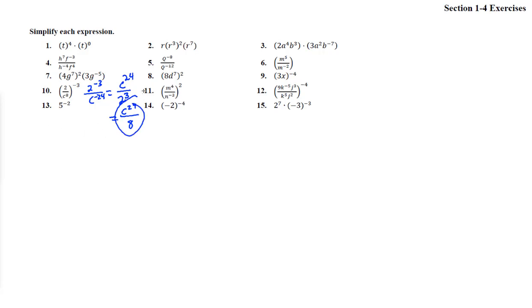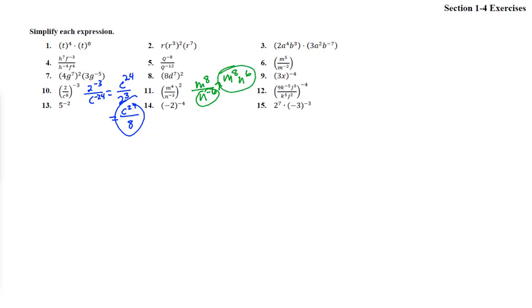Number 11. m to the 4th squared is m to the 8th power. n to the negative 3 to the 2nd power is n to the negative 6. That's multiplication, exponent to exponent. And then this guy moves up to the top. So we get m to the 8th, n to the 6th, and it's over 1. Nice.